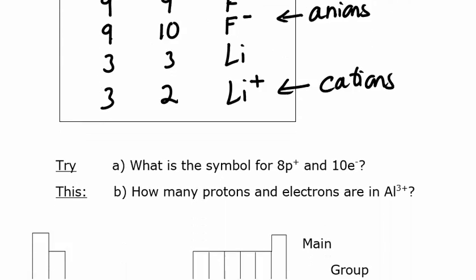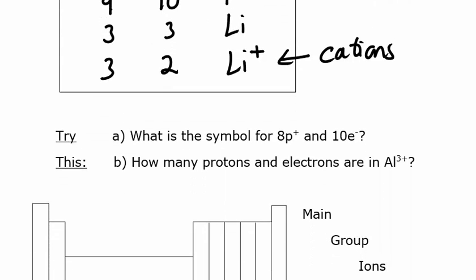All right, so try this. Which symbol do you use for 8 protons and 10 electrons? If you look at the periodic table, 8 is oxygen. So you know the symbol is O, but what about the charge? They aren't equal. There are more electrons than protons by 2, so the charge is 2 minus.